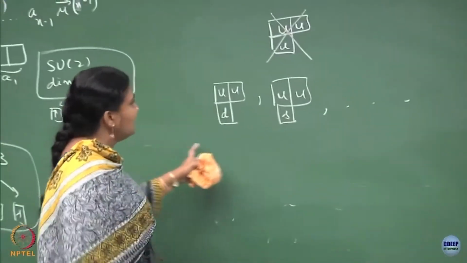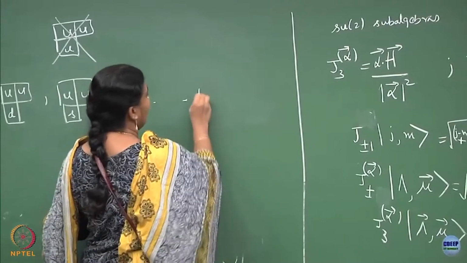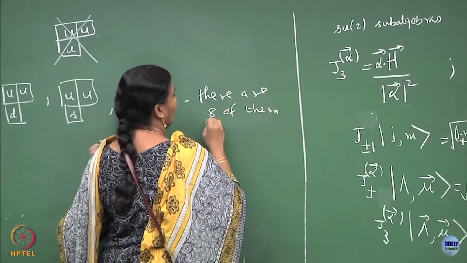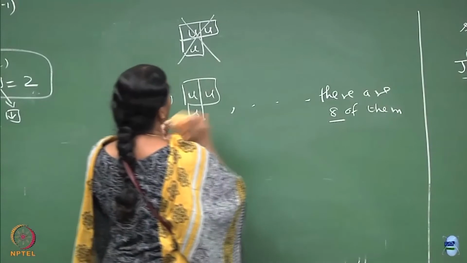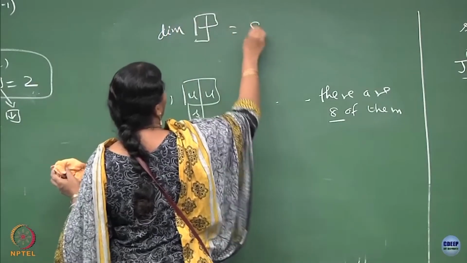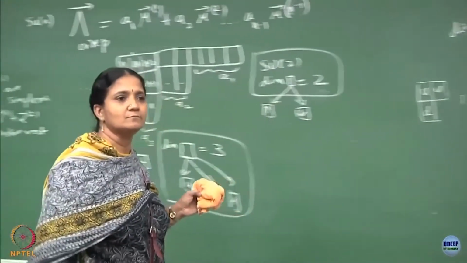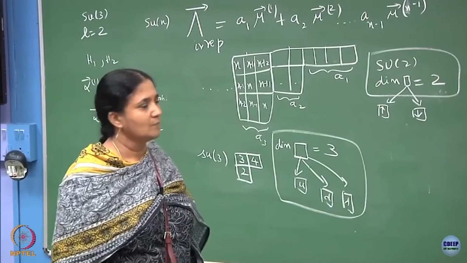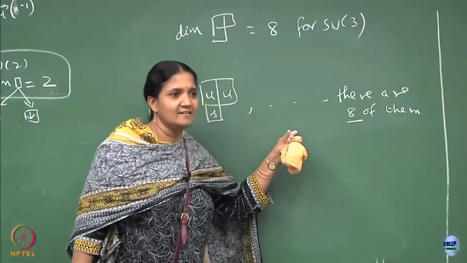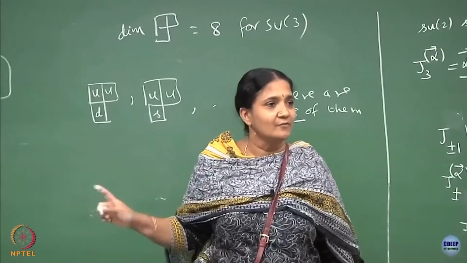So, if you start listing it, you can show that there are 8 of them. So, the dimension of this diagram is 8 for SU3. How do I define such numbers without listing them out is the question. For an arbitrary irrep, it is dictated by a formula.